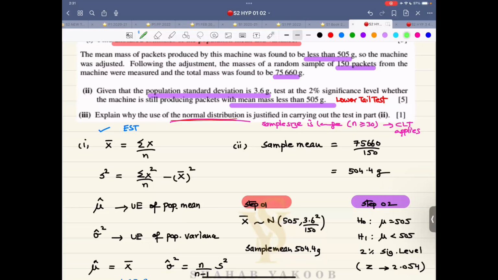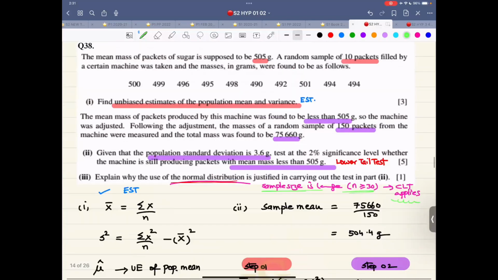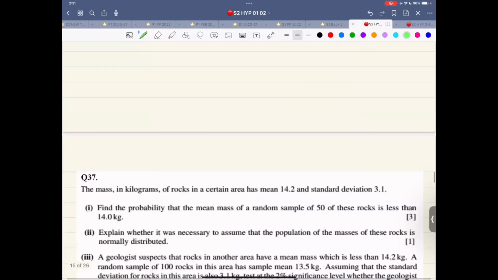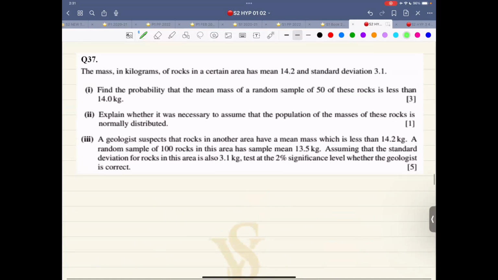We already said so, that the sample size is large, n is greater than or equal to 30, CLT applies, so it automatically becomes a normal distribution question. So now this is question number 38, which I did. And let me write it in the group.